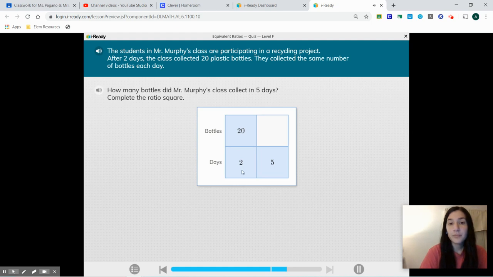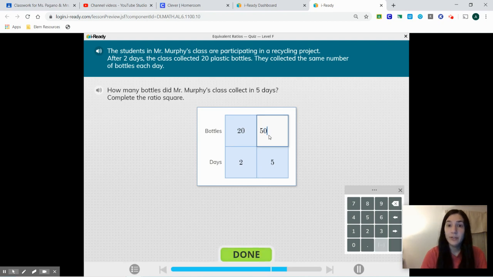Complete the ratio square. In 2 days, they collected 20 bottles. So we know that if we simplify this ratio, 20 divided by 2 is 10. So they're collecting 10 bottles per day, which means after 5 days, they've collected 50 bottles.